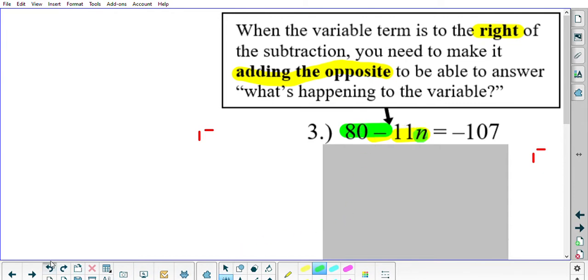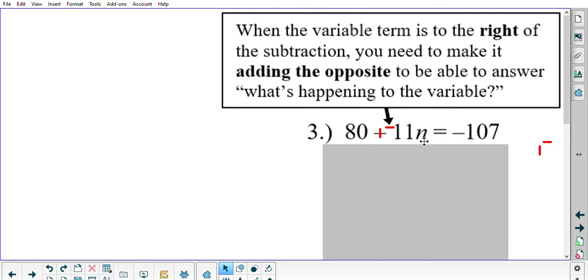And so, this is why the information box is telling you that in this situation, you need to make the subtraction become adding the opposite right away. You have to do that right away. Otherwise, you are not going to be able to answer what's happening to the variable. But now we can, because now we have multiplication and addition. We can read multiplication and addition going backwards because the commutative property says that the order of addition and multiplication does not matter. So what's happening to the variable?